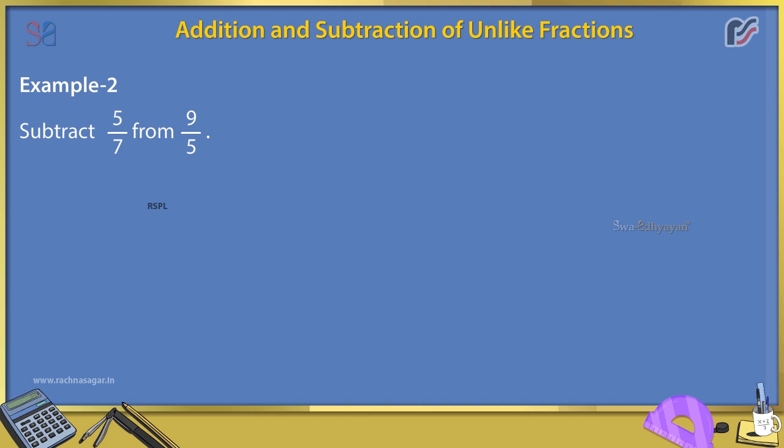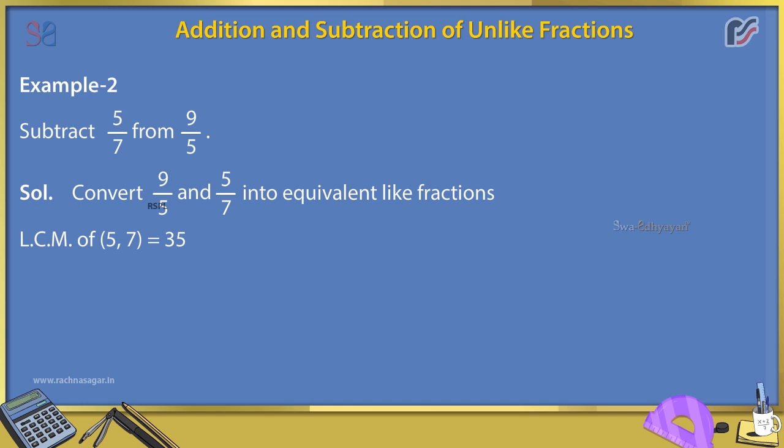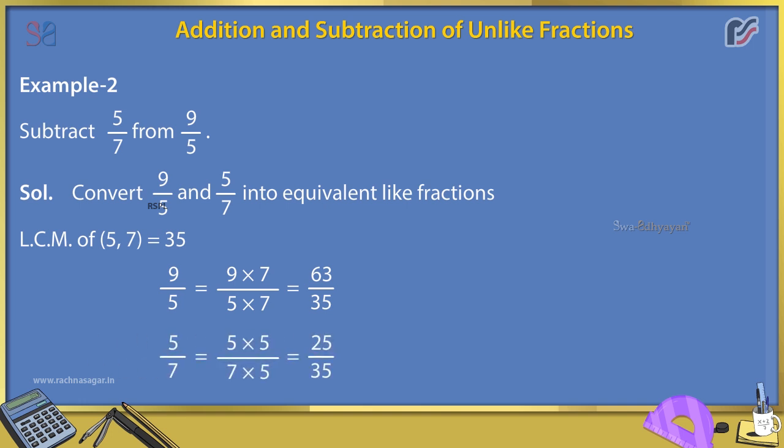Example 2. Subtract 5/7 from 9/5. Solution: convert 9/5 and 5/7 into equivalent like fractions. LCM of 5 and 7 is equal to 35. 9/5 is equal to (9×7)/(5×7), which is equal to 63/35. 5/7 is equal to (5×5)/(7×5), which is equal to 25/35.